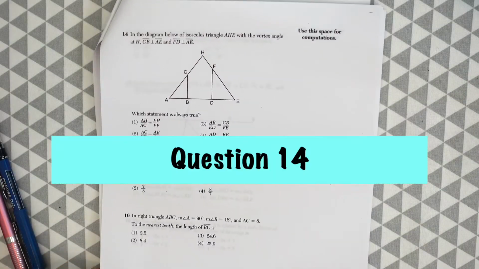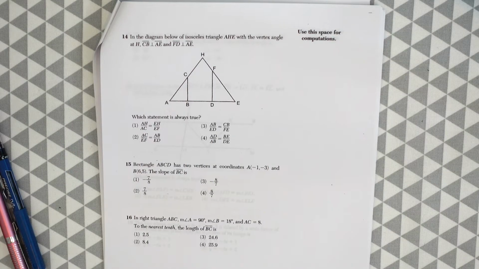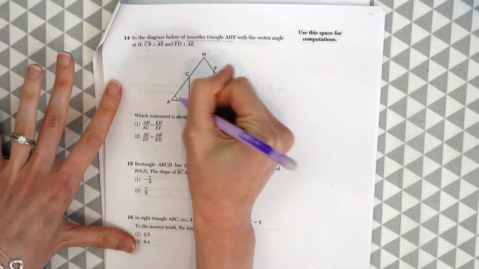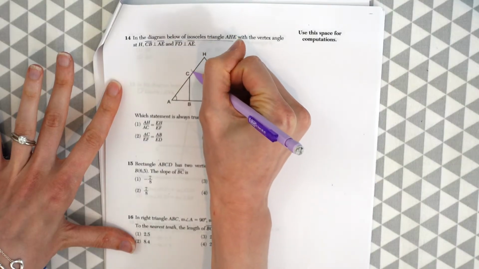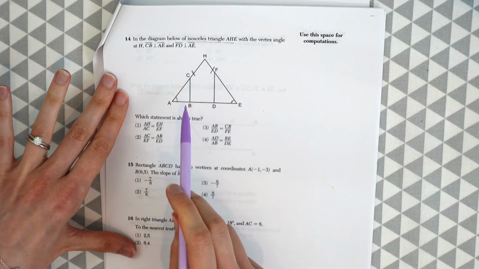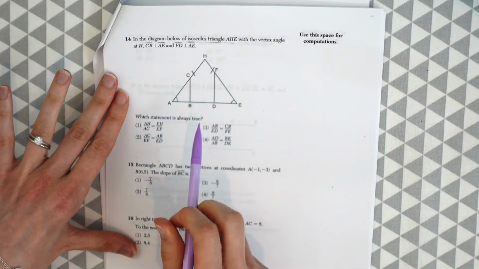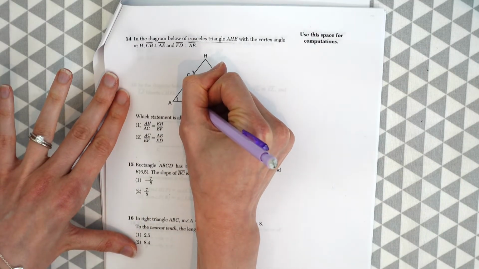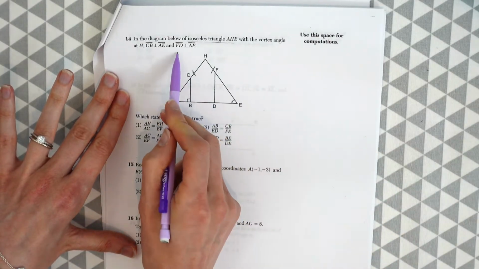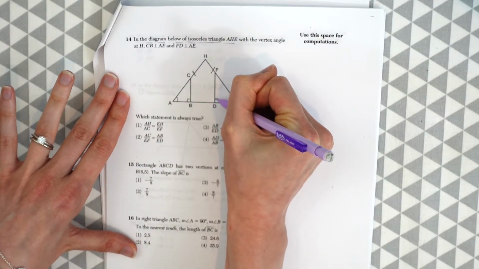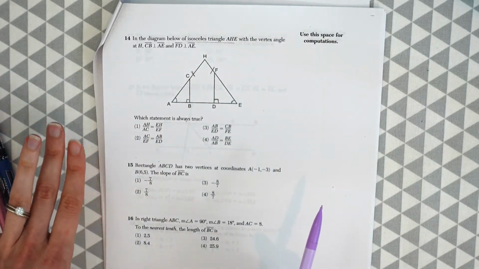Question 14. In the diagram below of isosceles triangle AHE, first let me just mark it. We have an isosceles triangle, so we know that these angles are going to be equal and these sides are going to be equal too. With the vertex angle at H, CB is perpendicular to AE, so let's mark that. We can make a right angle here, and FD is perpendicular to AE also, so we can write a right angle there also. Which statement is always true?